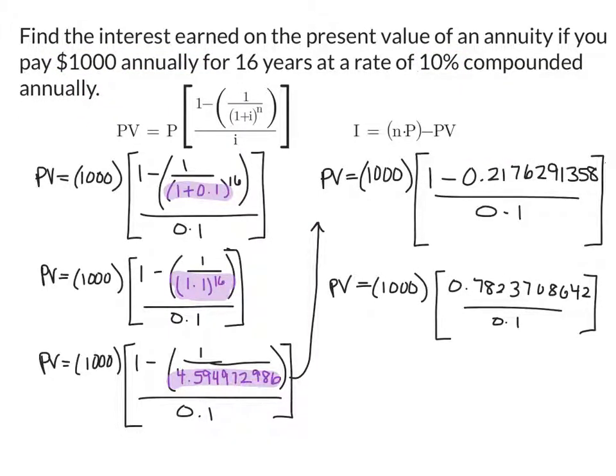Now, you'll write that number down, 4.594972986, clear your calculator, and then do 1 divided by that number and type that decimal number in. You should get a decimal of 0.2176291358. Next, you'll write that number down on a piece of paper, and then clear your calculator and do 1 minus 0.2176291358.